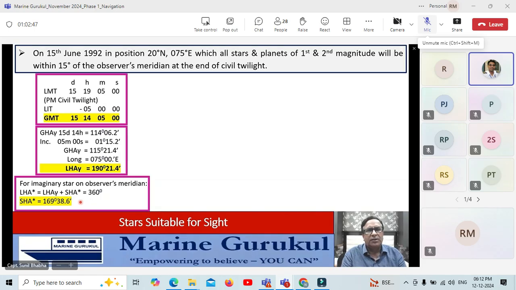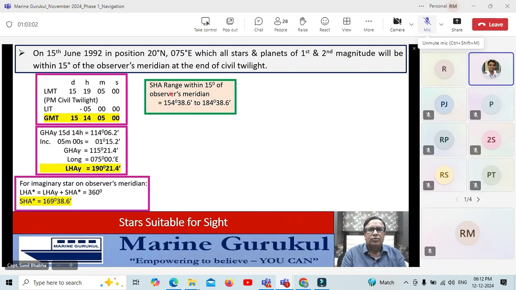Now we have to find all the stars which lie within 15 degrees of observer's meridian. That means 15 degrees of this SHA. So by subtracting 15 degrees from here and adding 15 degrees to this, we find out the applicable SHA range. SHA range within 15 degrees of observer's meridian would be 154 degrees 38.6 minutes to 184 degrees 38.6 minutes. That means all the stars and planets within this SHA range shall be within 15 degrees of observer's meridian.